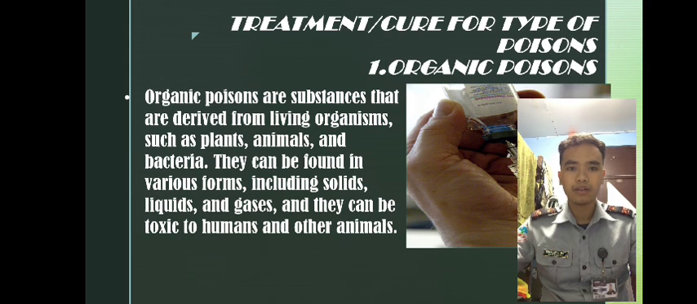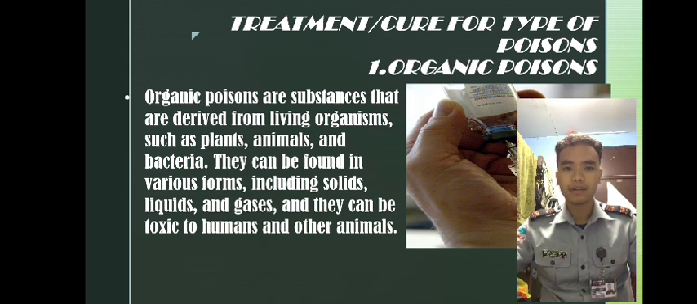Third, bacterial toxins. Treatment for bacterial toxin poisoning can include administering antibiotics, providing supportive care like fluid replacement and oxygen therapy, and using antitoxins in some cases. In severe cases, medical interventions like dialysis and respiratory support may be necessary.